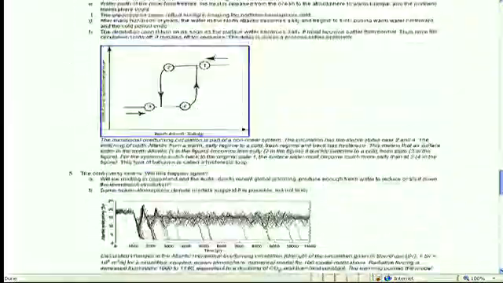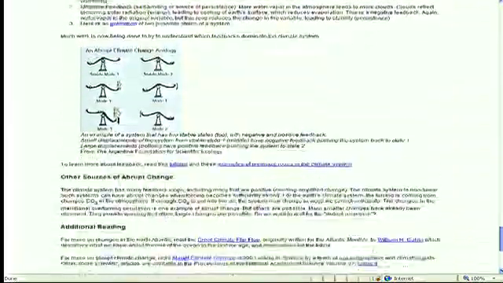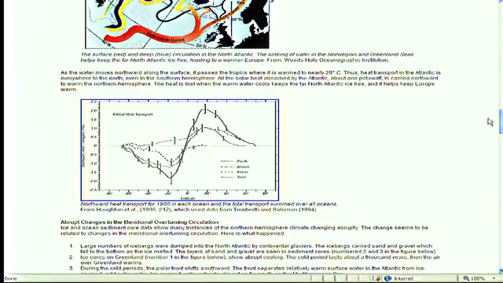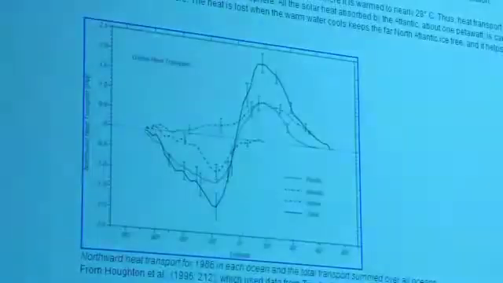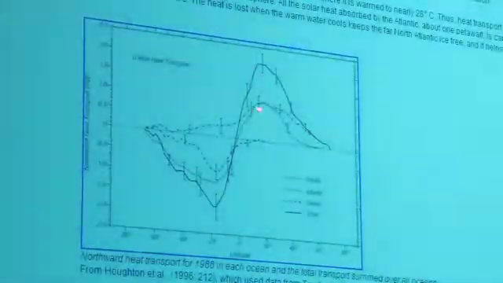Which figure do I want to show? This one, I think. We have seen this figure previously. All ocean basins are transporting heat from the equator to the poles.